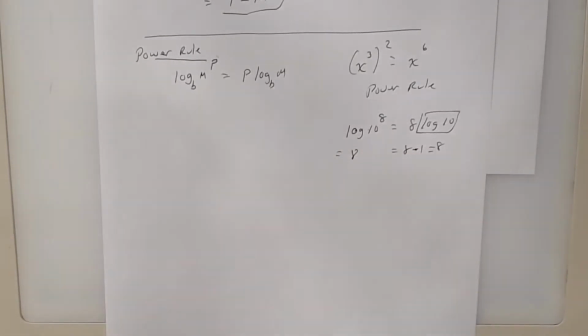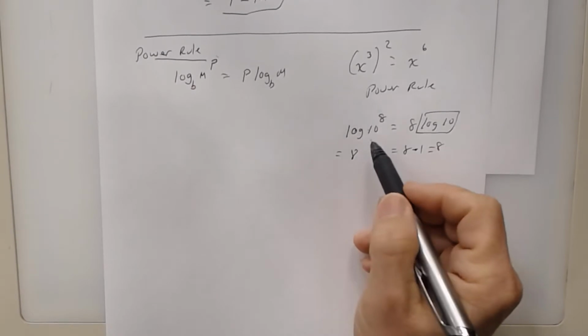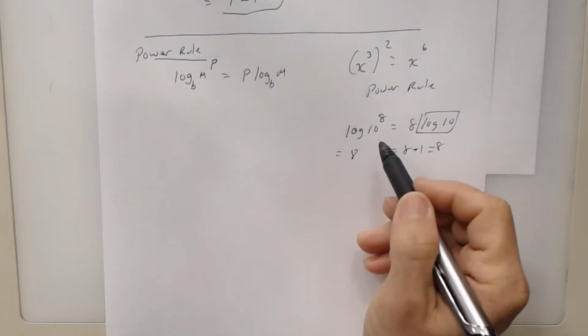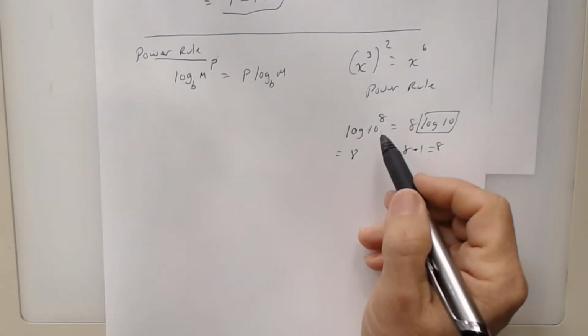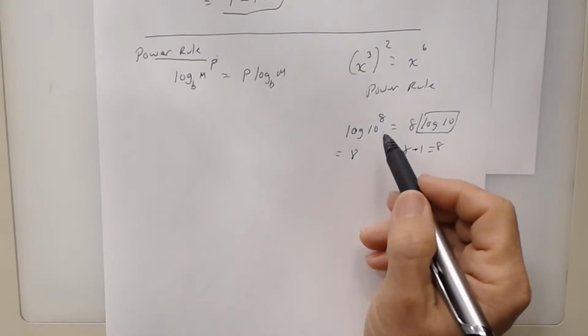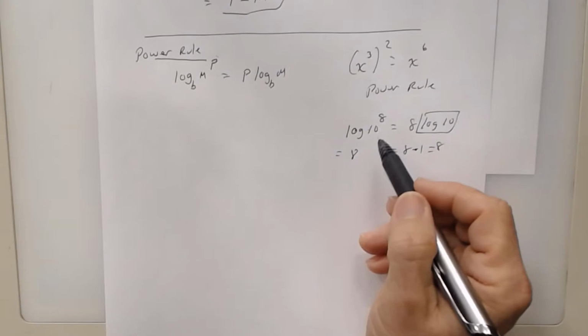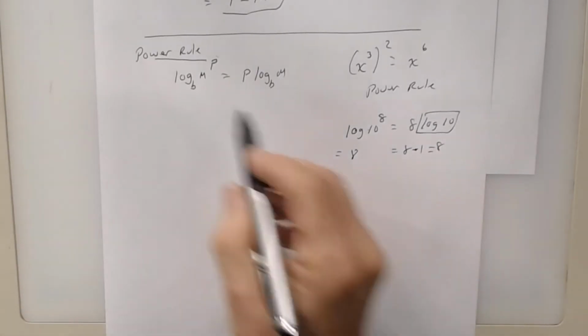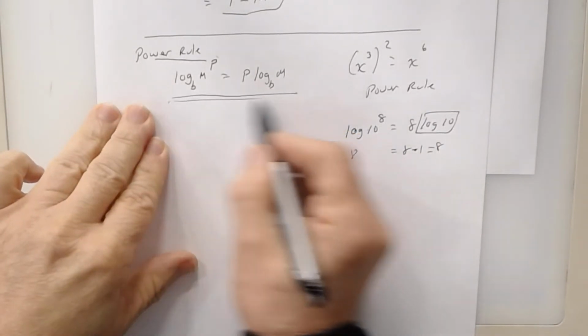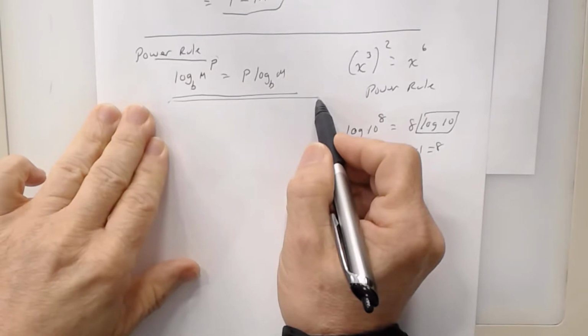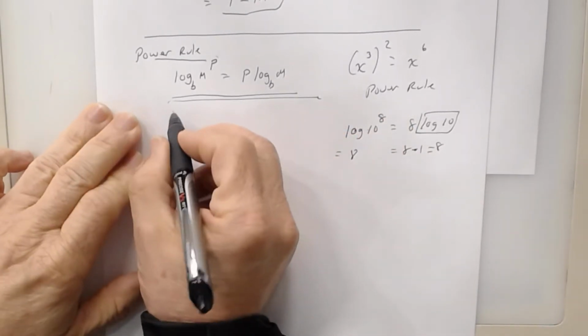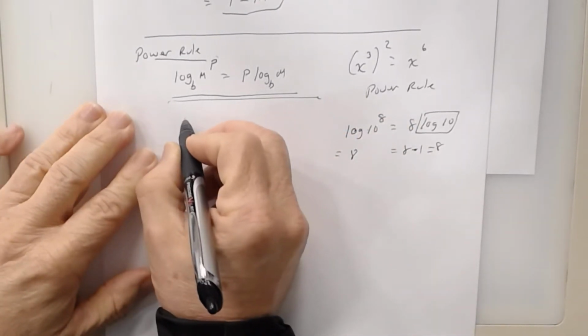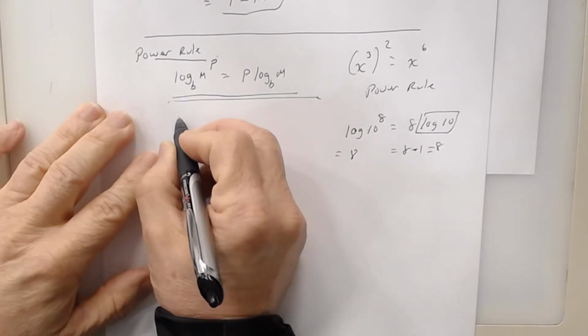So whenever you have the log of some argument raised to a power, what can you do with that power? Pull it out in front. Okay? This is the rule you have to remember. So let's use it. Watch how you're going to use it. You're going to expand again.